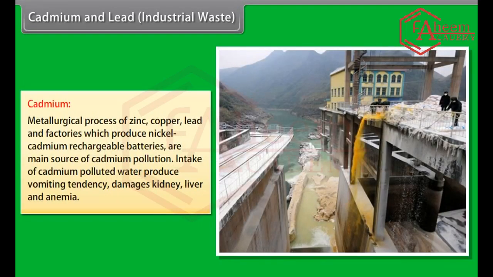Cadmium. Metallurgical processes of zinc, copper, lead and factories which produce nickel-cadmium rechargeable batteries are the main source of cadmium pollution. Intake of cadmium polluted water produces vomiting tendency, damages kidney, liver and causes anemia.